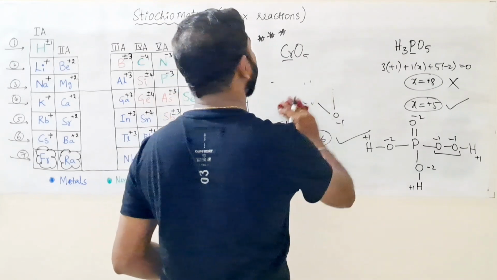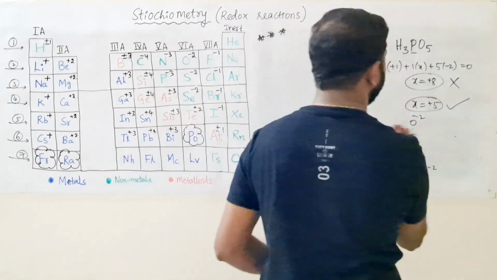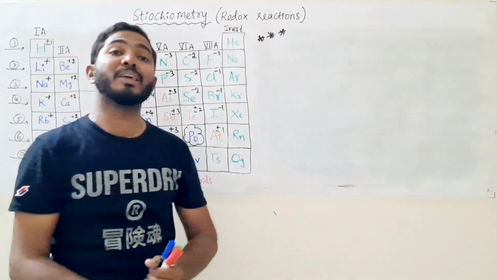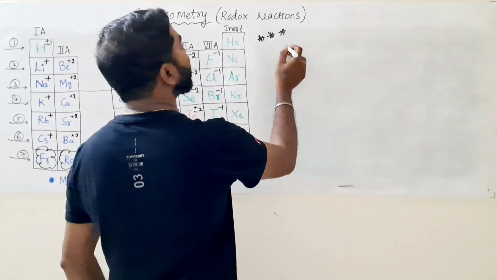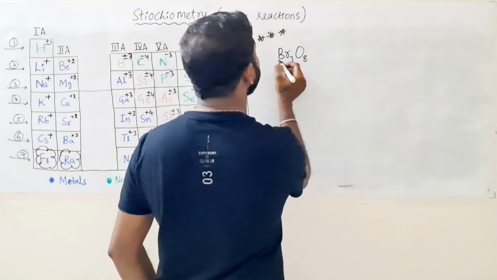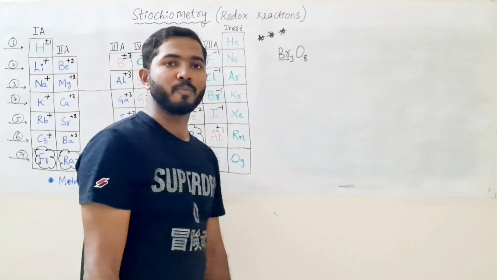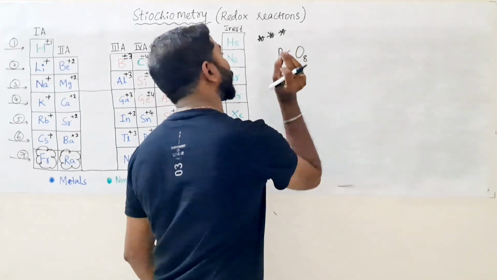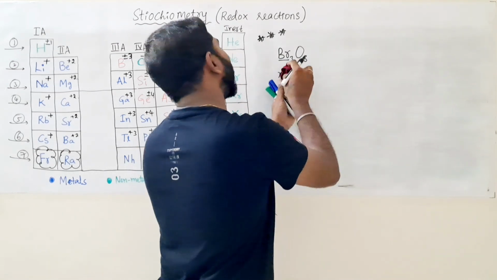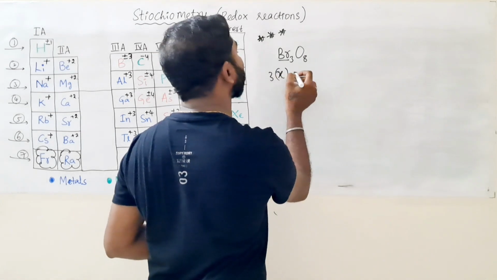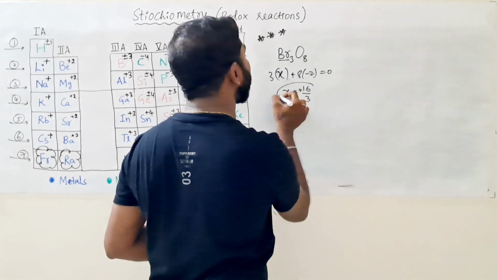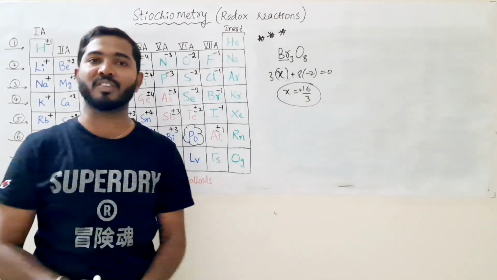Next, let me give you a few more examples of different types. Please try to write down the compound name: H3PO5 is peroxy monophosphoric acid. And then next, if we have a compound like Br3O8, where we need to find the oxidation number of bromine, let me calculate in a simple way: 3 into x plus 8 into minus 2 equals 0, so x is going to be plus 16 by 3. This is what we call the average oxidation number.